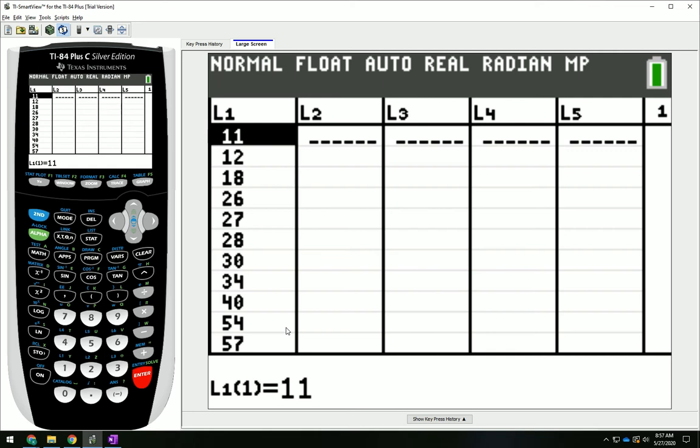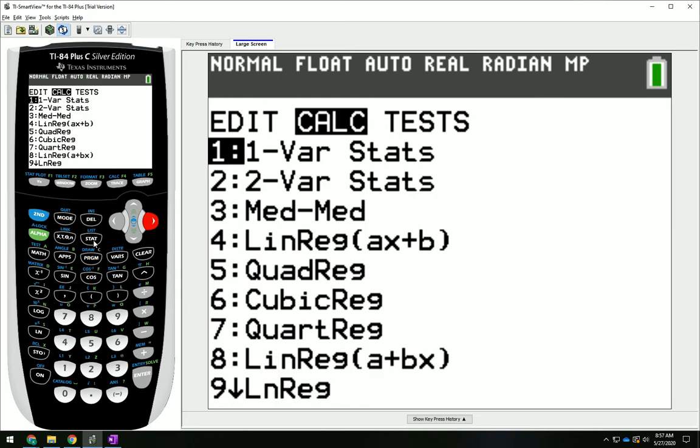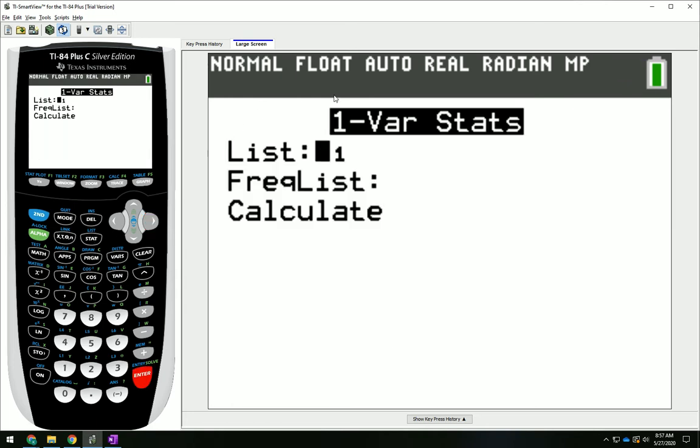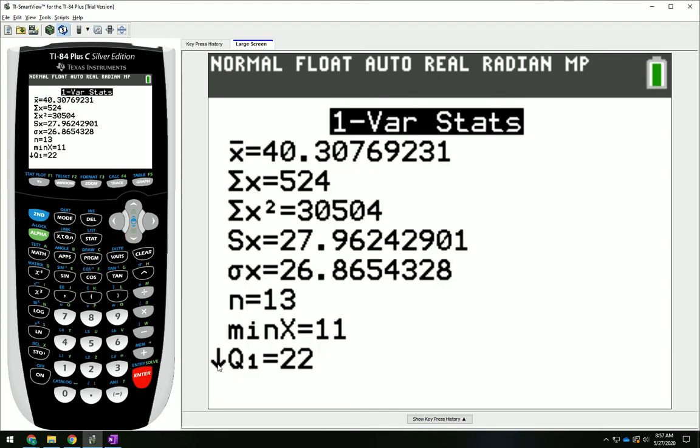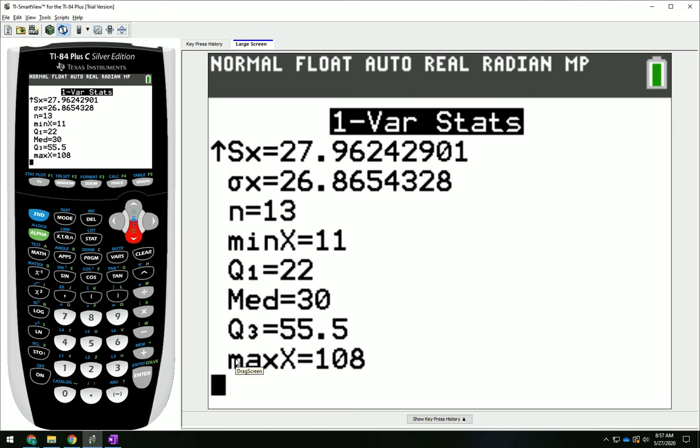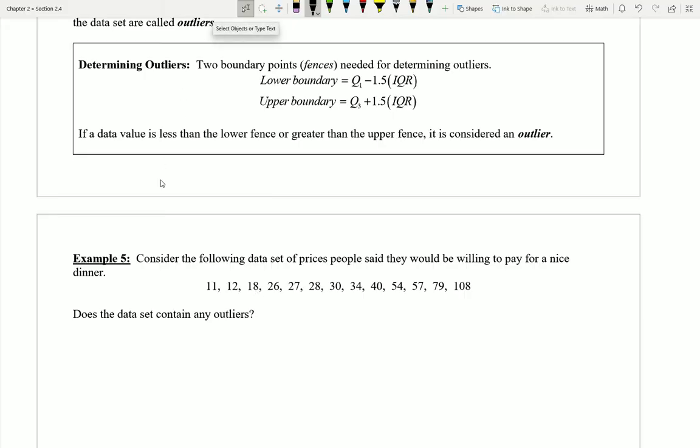Okay, so if you've already inserted all of these values, remember that you can click on the Stat button, over to the Calculate menu, 1-Var Stats, and just make sure that you've selected the appropriate list. Down here, you remember that our values of the quartiles are near the bottom, and you can just hit the down arrow in order to see all those different numbers. So Q1 is 22, Q3 is 55.5, which I believe makes the IQR, which is the difference of those two, 33.5. So I'm going to write those down here.